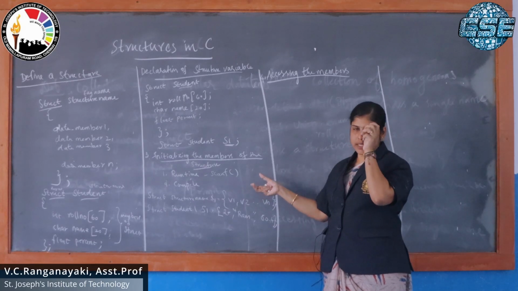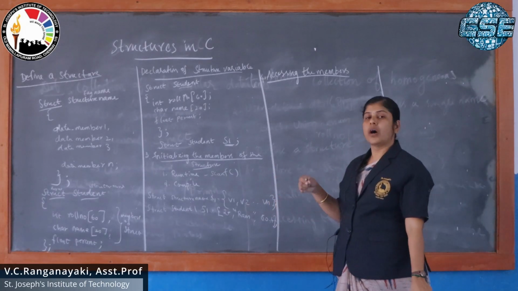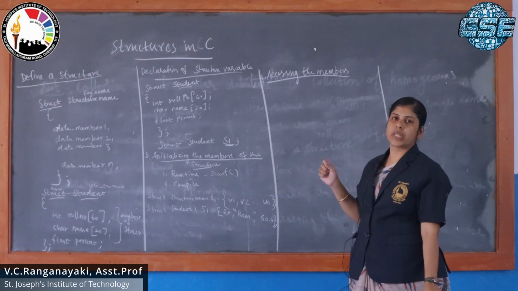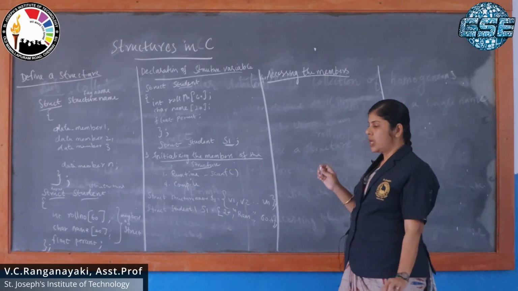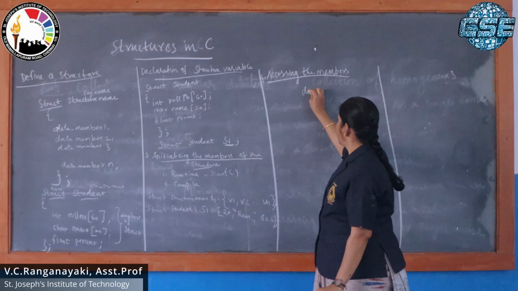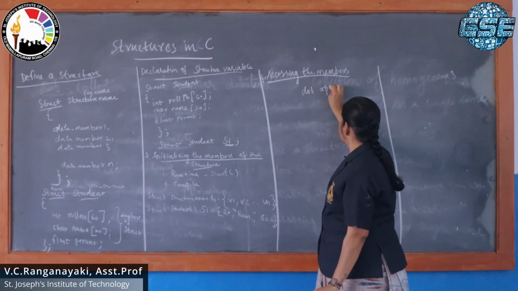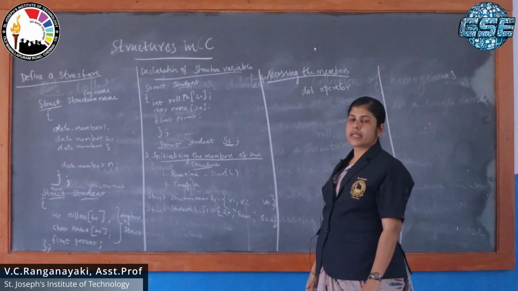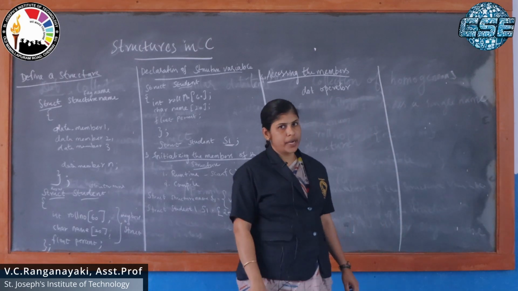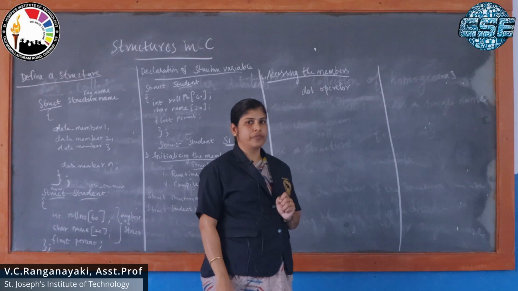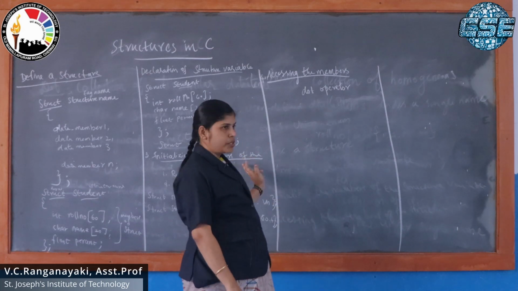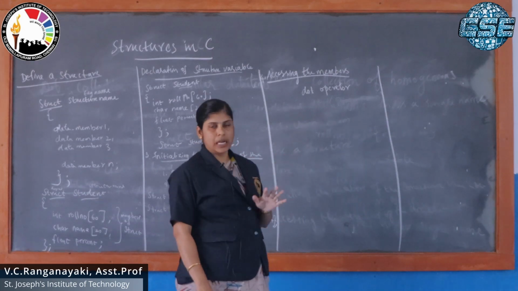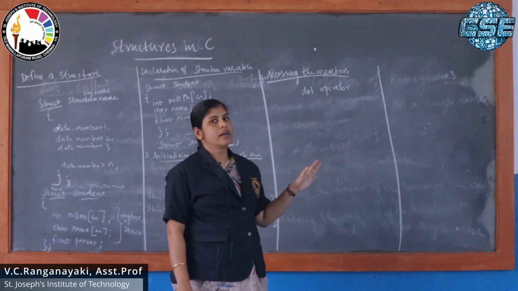Now we want to access that particular value, right? How can we access? We can access with the help of a dot operator. What operator? Dot operator. Okay, we can access with the help of a dot operator and structure variable. With the help of the structure variable and dot operator alone we can access the value.